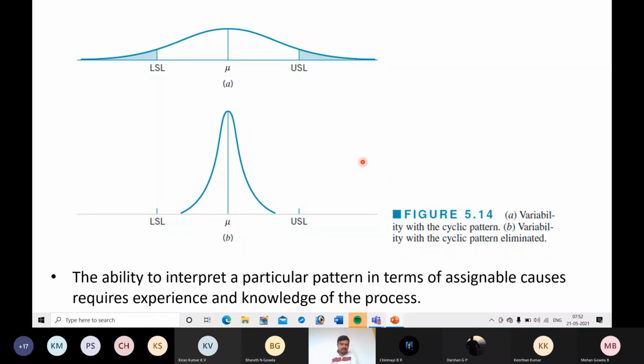Next, the ability to interpret a particular pattern in terms of assignable causes requires experience and knowledge of the process. In order to interpret these patterns and the output of the control chart, it requires experience and knowledge of the process. Otherwise it is difficult to interpret, and difficult to make use of the results of the control chart in an effective manner.